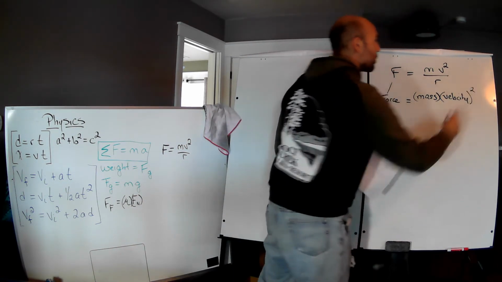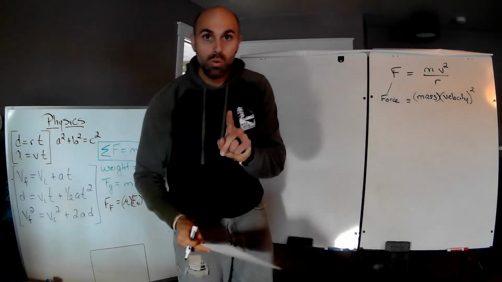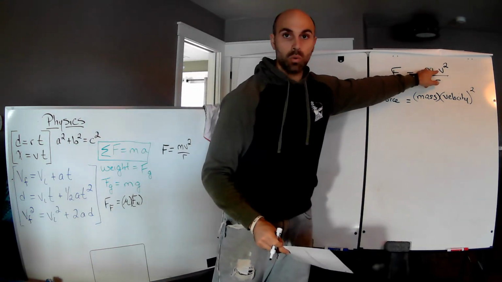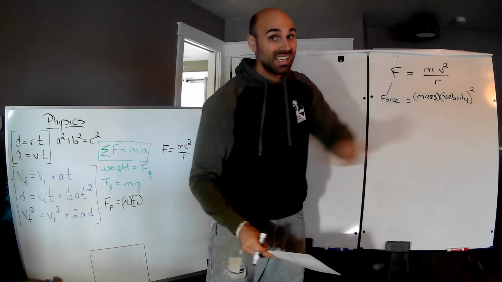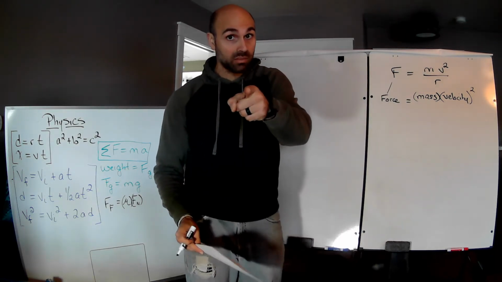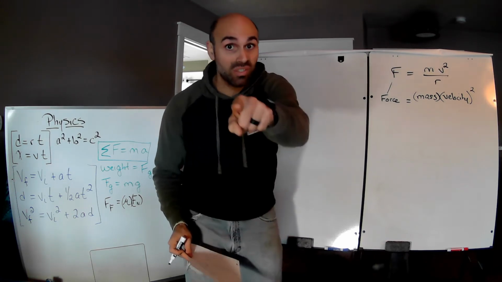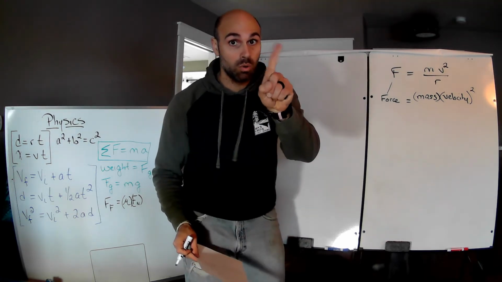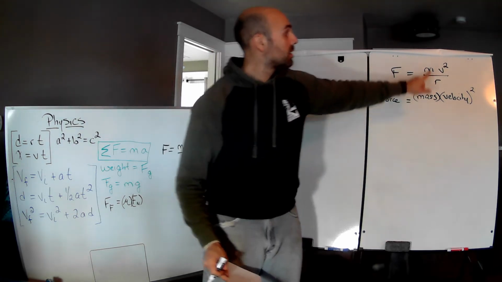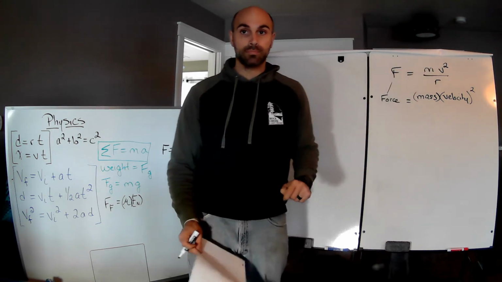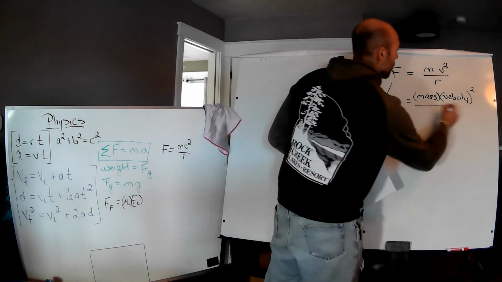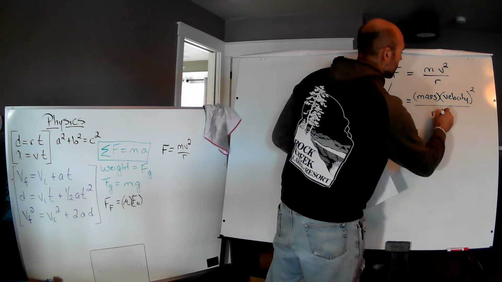And it's very important, only the velocity is squared. The mass is not squared. Do not square that mass. Don't even think about squaring that mass. No. Only the velocity is squared. And that is all over the radius.